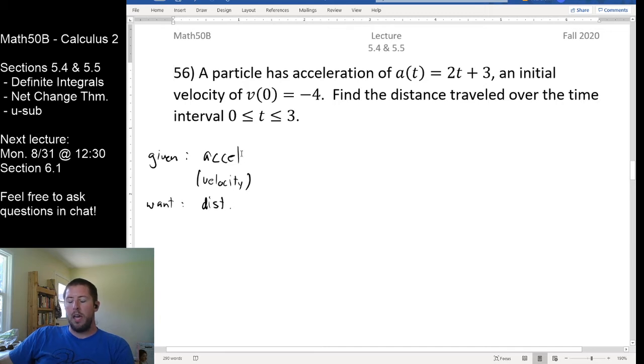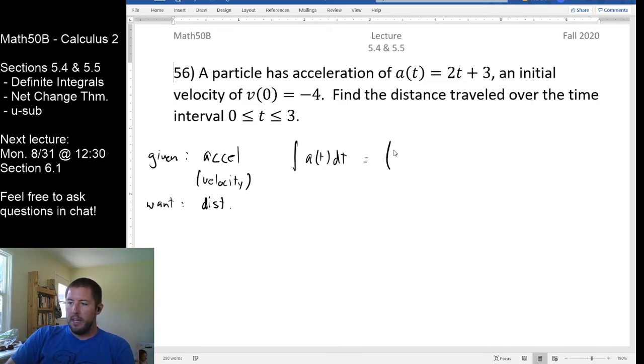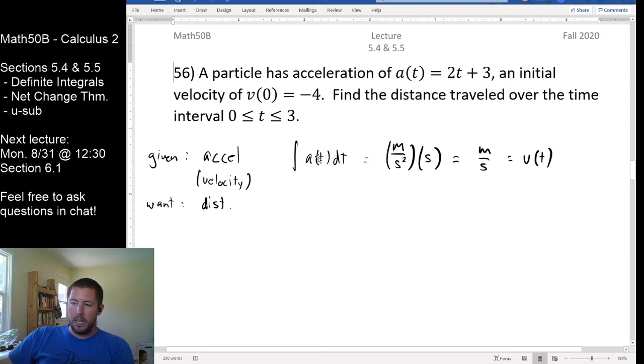We saw yesterday that we can do some things like, if we did an integral of a of t dt, this is like me saying acceleration is meters per second squared. dt is time, so that's just seconds. Well, this is going to give me meters per second. That should be giving me v of t, right? So I'm just doing unit math whenever I'm thinking about how this integral derivative relationship works between position, velocity, and acceleration. Acceleration is meters per second squared. Meters per second squared times seconds gives you meters per second. So it should be things like the integral of acceleration is velocity. The integral of velocity is distance.